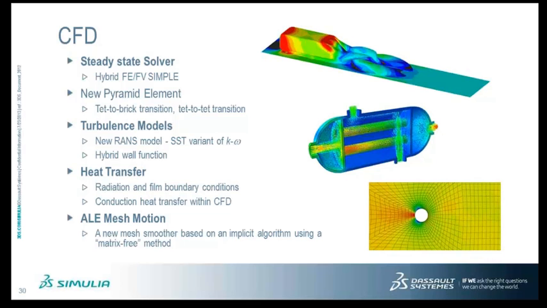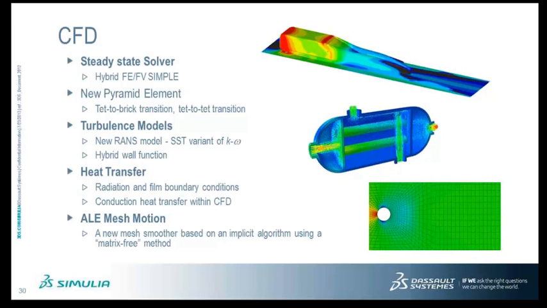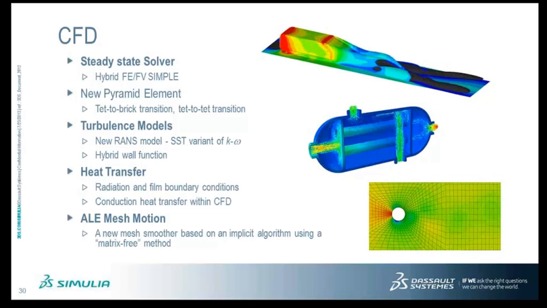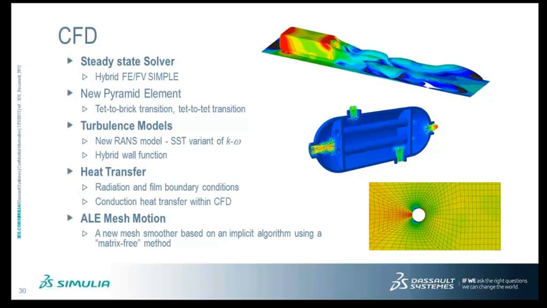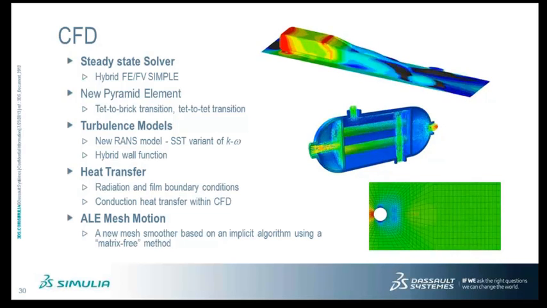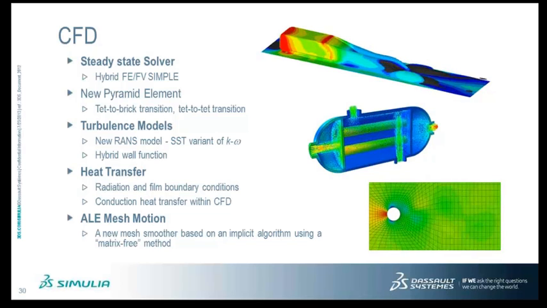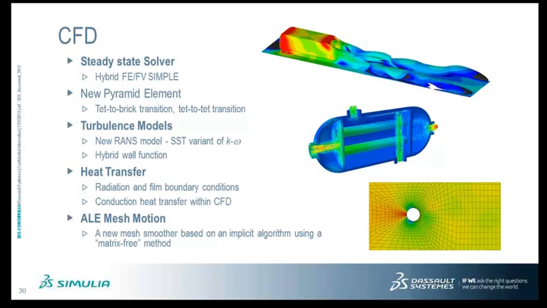To just, again, expand the scope of problems you can solve with CFD, we've introduced a couple new turbulence models. There's a fairly commonly used SST variant of the K omega turbulence model, as well as a new hybrid wall function technique, which is designed to reduce the mesh dependency of a solution when you have turbulence.